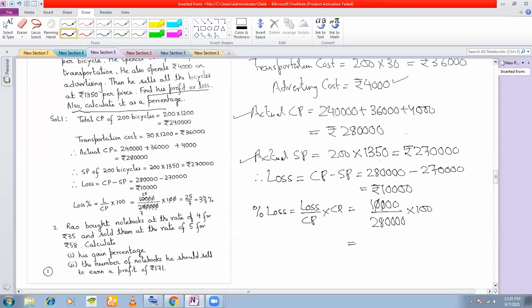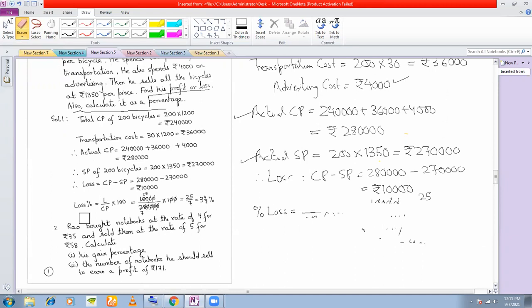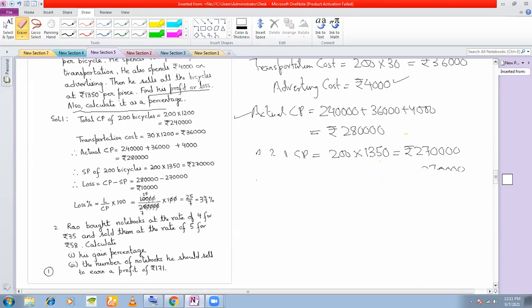Now this can be calculated. 4 zeros will go. You can cancel this with 4 also. So you get 25 by 7. So you get 3 4 by 7%. Okay. Any question? No, sir. Let's see the next problem then.